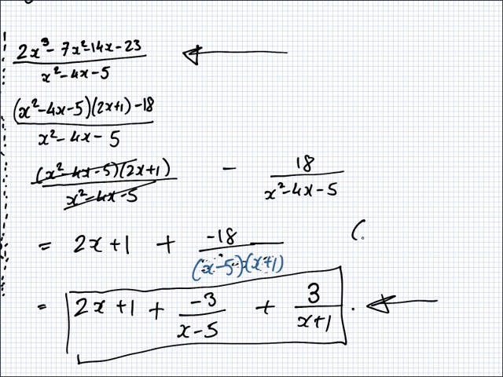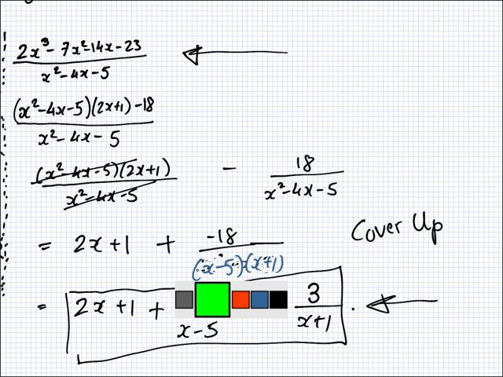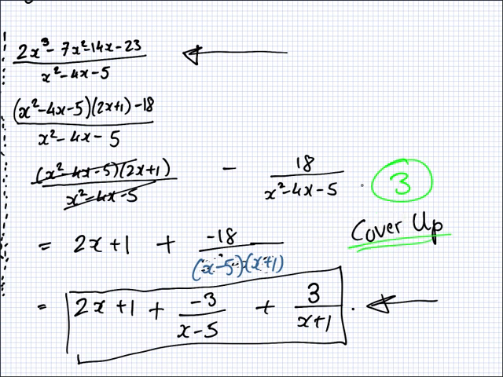I used the cover-up method. So what you do is you cover this up and then you put in x is 5. That gives us, it's method 3 from last week, the minus 3. And then you cover up the x plus 1 and you sub in minus 1 for x, and that would give us this 3. So this is using method number 3 from last week.